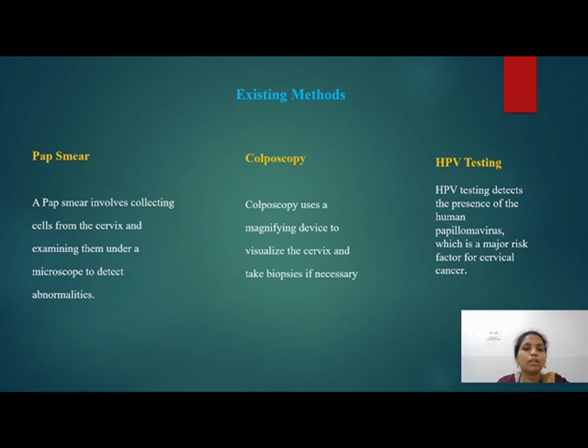In the current system, diagnosis is done manually by doctors using pap smears and visual examination. These methods are often slow, error prone, and require expert interpretation. Because of this, early stage conditions might be missed, leading to late treatment and higher risk. So, we need a more reliable automated system, and that is what we propose.